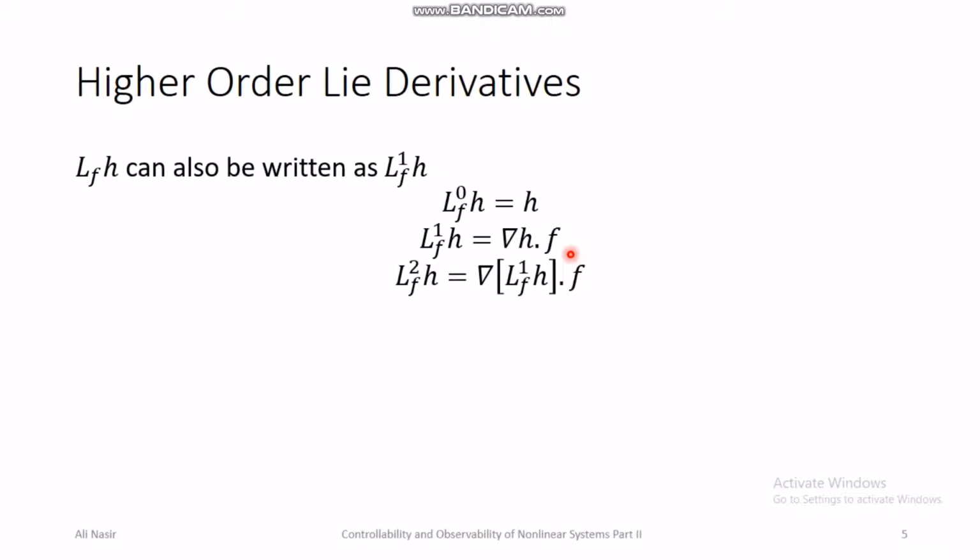Then the second order Lie derivative is the Lie derivative of the first order Lie derivative with respect to f. So this is the first order Lie derivative of h, and if you take the Lie derivative of this Lie derivative with respect to f, then that is the second order Lie derivative. And then similarly you can take the Lie derivative of any order by taking the Lie derivative of the previous order with respect to f, and you can continue on in this manner.